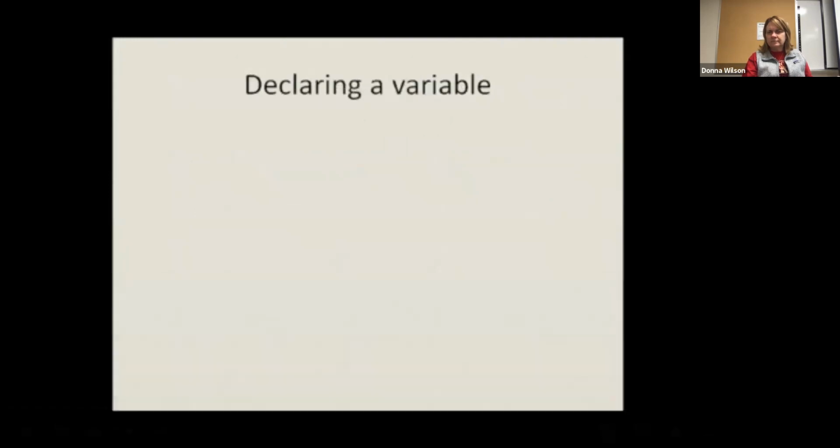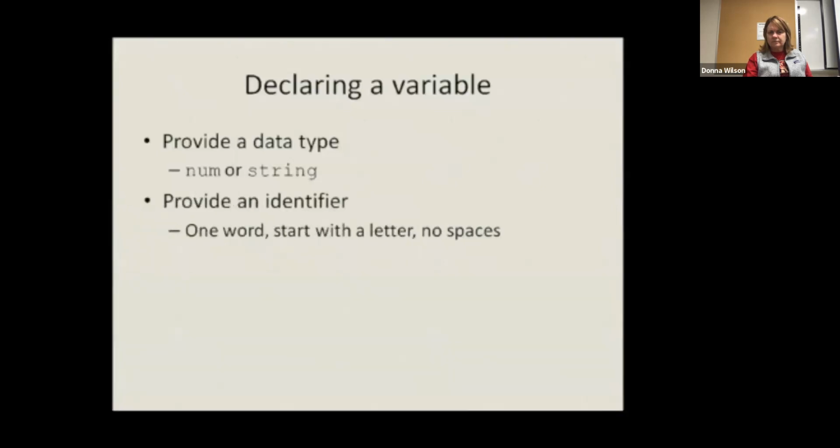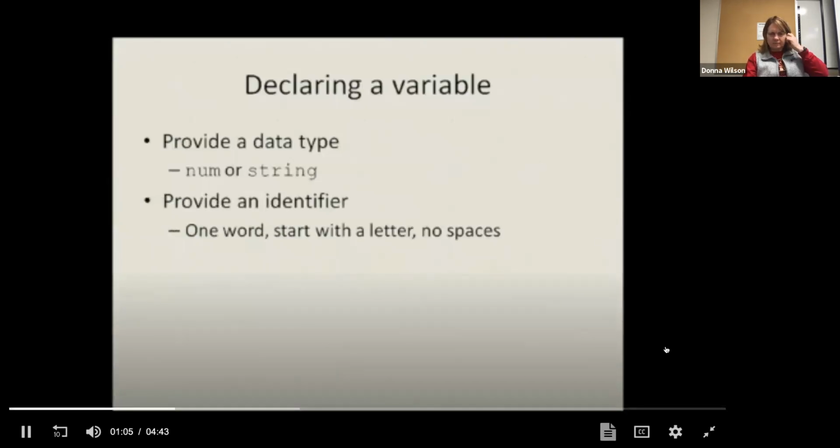When you declare a variable, you must provide a data type. The two broadest data types are num and string. Many programming languages have several other more specific data types, but these two are the broadest types that hold numeric data and string data. When you declare a variable, you must also provide an identifier. An identifier is the name for the variable, which has to be one word that starts with a letter and not have any spaces embedded in it.